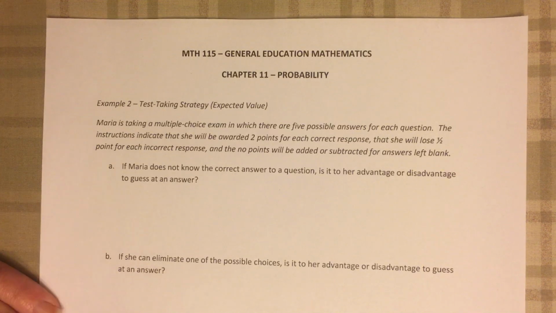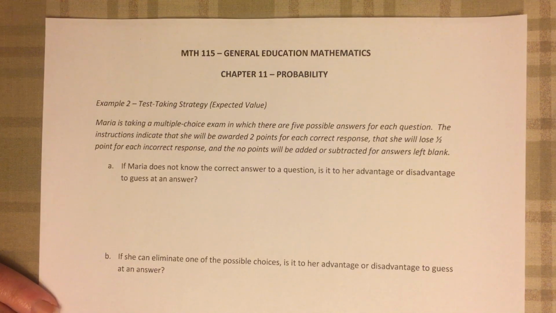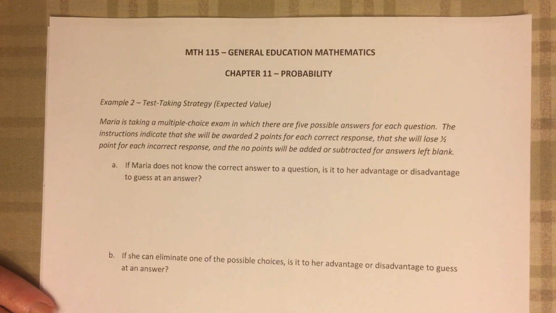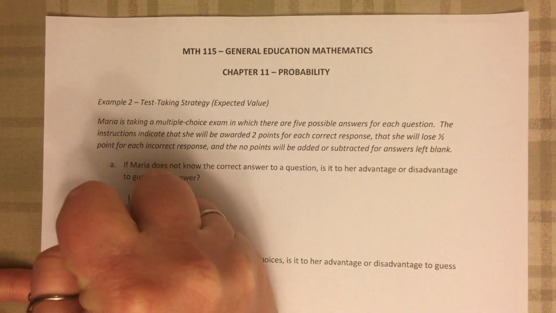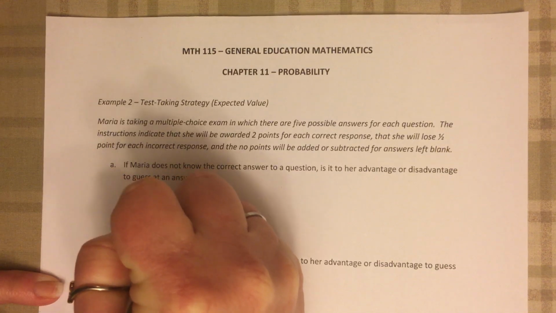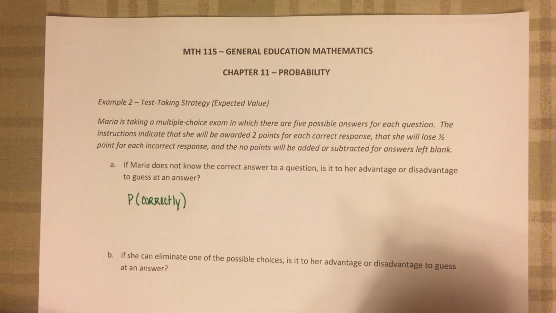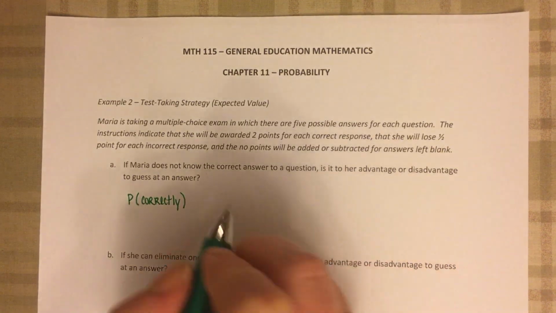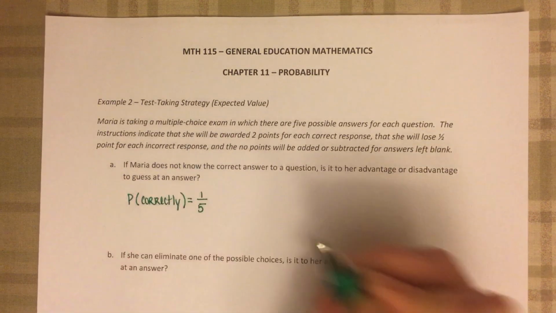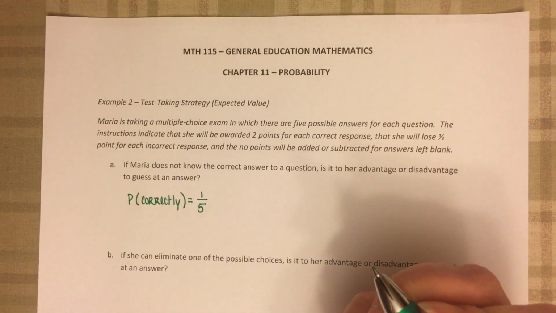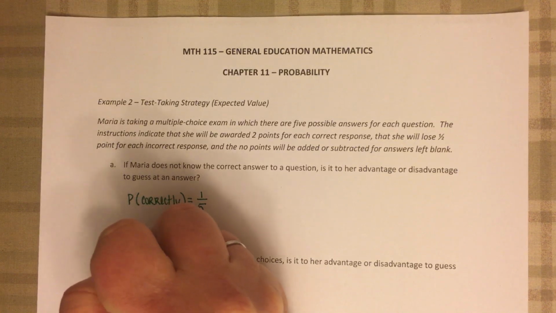So, in example A, it says if Maria does not know the correct answer to the question, is it to her advantage or disadvantage to guess at an answer? Right? So we need to figure out what we are looking at here. What are our different possibilities and our probabilities associated with those? So one possibility is that Maria guesses correctly. Our probability of guessing correctly: there are 5 possible answers. Each question has exactly 1 correct answer. So our probability of guessing correctly is 1 out of 5. Our probability of guessing incorrectly.